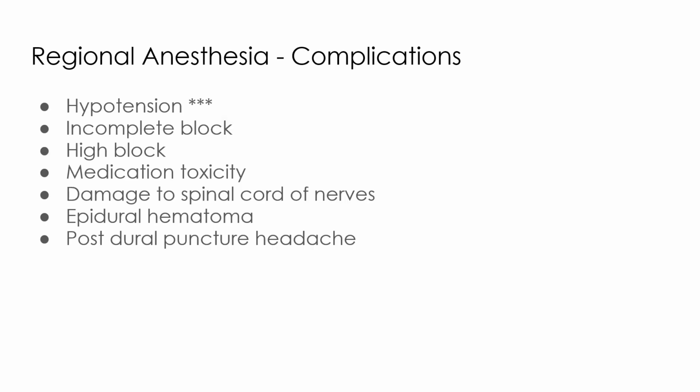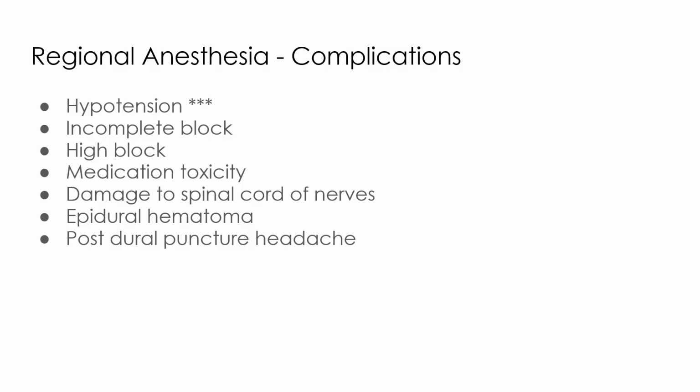Regional anesthesia complications. You need to know that hypotension is very common initially. Typically, right after the procedure, a patient may experience a sudden drop in their blood pressure. Other complications include incomplete blocks, high block, which affects their respiratory system, medication toxicity, damage to spinal cord or nerves, an epidural hematoma, which is a collection of blood outside the dura mater. This is the outermost membrane surrounding the spinal cord in this case. This could compress the spinal cord, leading to potential neurological deficits that require prompt treatment.